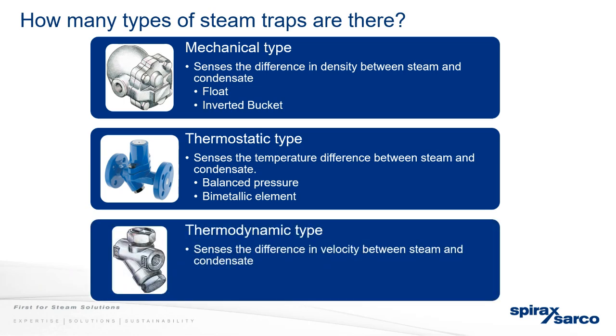And then we have the thermodynamic traps, which sense the difference in velocity, which we will explain later, and use that to clear. These are almost in order of capacity, so these will be the larger traps, for higher flow rates and higher condensate, and then dropping down to where you'd see main lines.